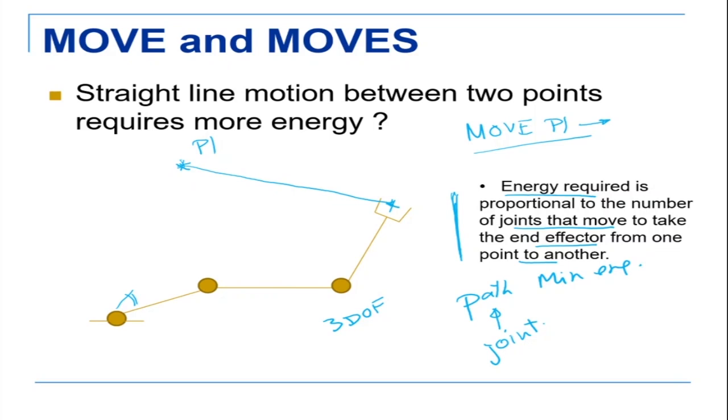Now, why is it not a straight line? It's also easy to understand. What is a straight line? A straight line is made up of infinite points, a very large number of points. So if the robot has to follow the straight line, it has to do inverse kinematics at all those points. Only then can it go there. To do inverse kinematics at a lot of points, it will take a lot of time and a lot of energy. So robots normally don't move in straight lines, for this very simple reason.